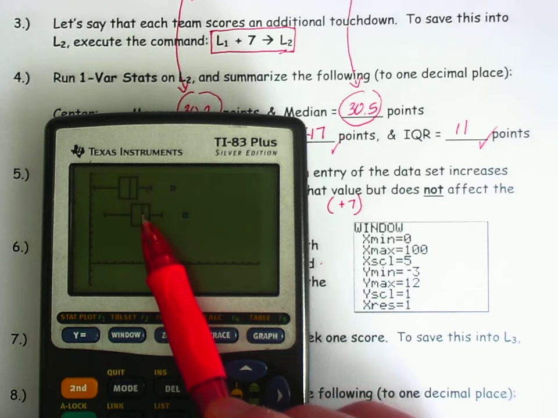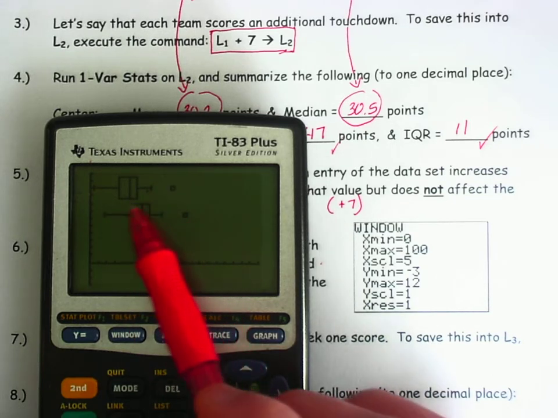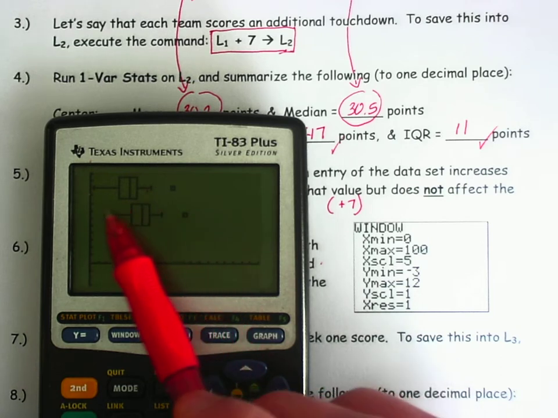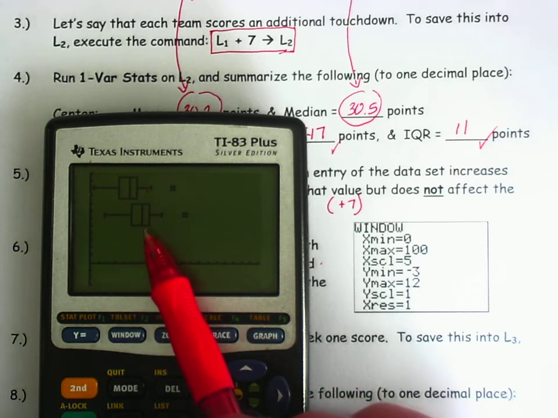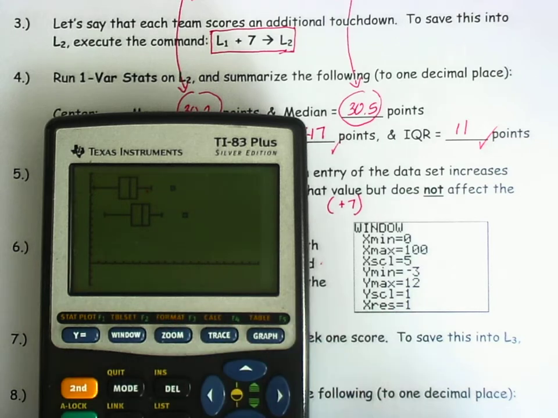For instance, you can see the median rose, its position rose, but relative to each other, all of the positions changed by the same amount. They're all up by a total of 7. The spread did not change, just the measures of center. Everything went to the right.